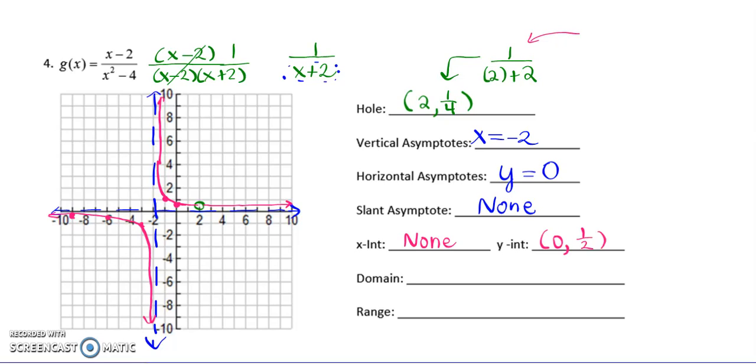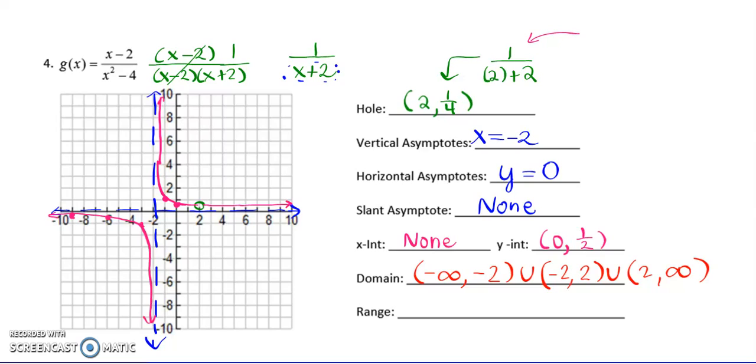Okay? So remember, for domain, we're looking at our vertical asymptote and the x value of our hole. So from left to right, we start at -infinity. The first x value we skip is that vertical asymptote of -2. Then we go from -2 to the x value of the hole. Then we go from 2 to infinity.